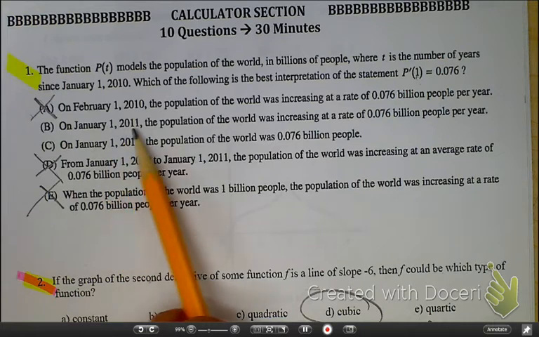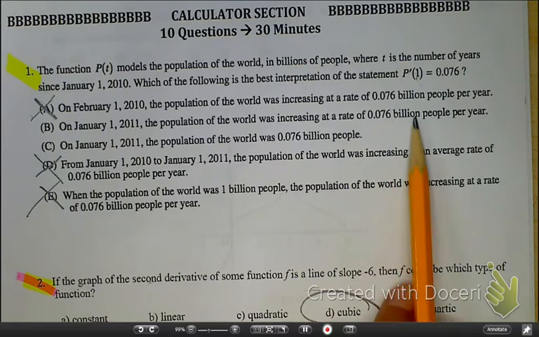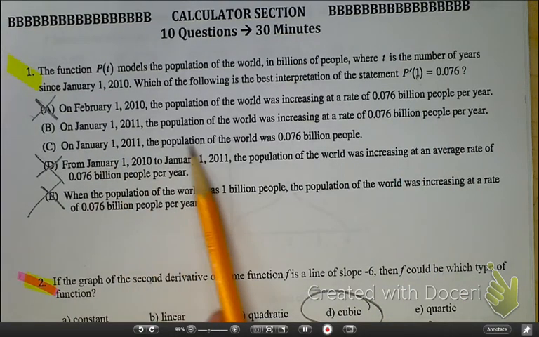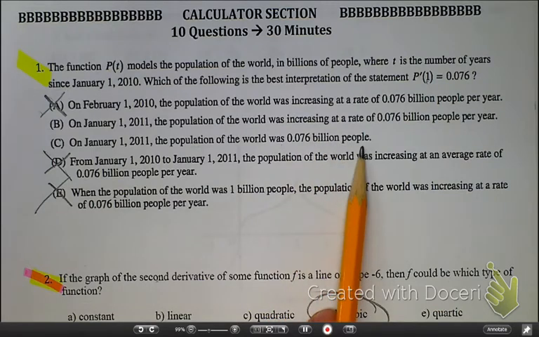All right, so we've narrowed it down to two different contexts. The first one says that the population of the world was increasing at a rate of 0.076 billion people per year. And the second one says the population of the world was 0.076 billion people per year, excuse me.